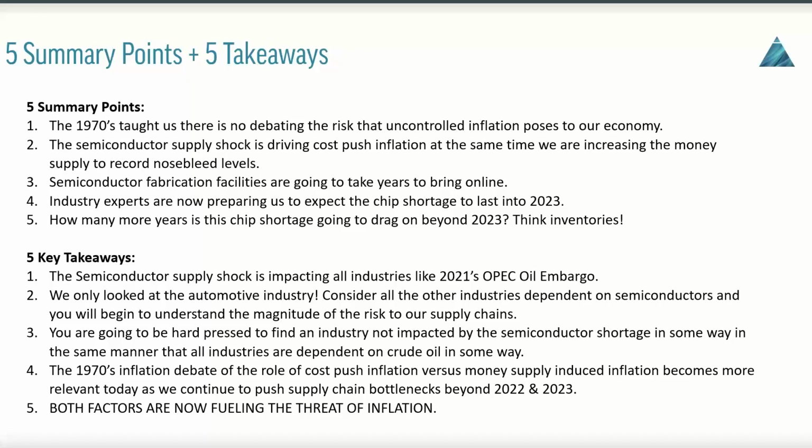And we're also going to be hard-pressed to find any industry not impacted by the semiconductor shortage. And this is in the same exact manner that all industries are dependent on crude oil in some way. It just tends to work that way. Technology is literally the equivalent of what crude oil was in the 1970s, and to a large extent still is today. So the 1970s inflation debate of the role of cost push inflation versus money supply induced inflation, this is becoming more relevant today as we continue to push these supply chain bottlenecks beyond 2022 and 2023. Both of these factors are now fueling the threat of inflation.